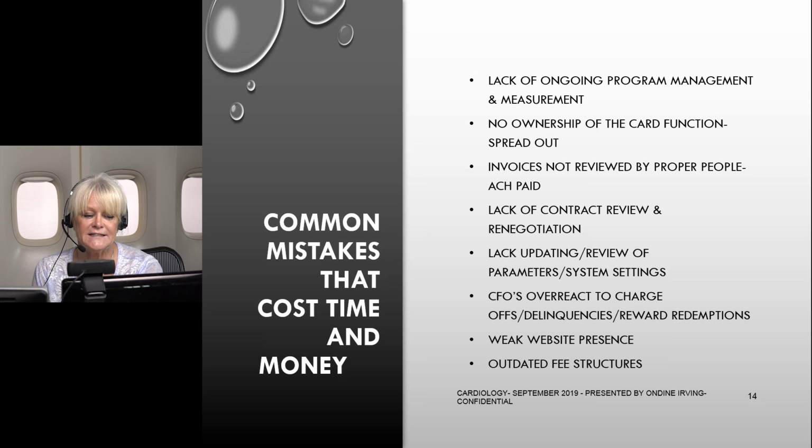No offense to the CFOs out there, but often there's an overreaction to charge-offs, delinquencies, reward redemptions. I'm going to get into those expenses as well. And just to start off, your top 2 processing expenses for cards are going to be charge-offs and your card processor. That represents up to 60% of a credit union's processing expenses for a credit card program.